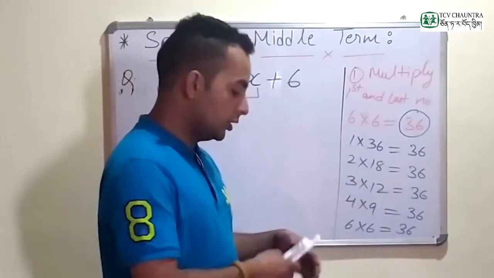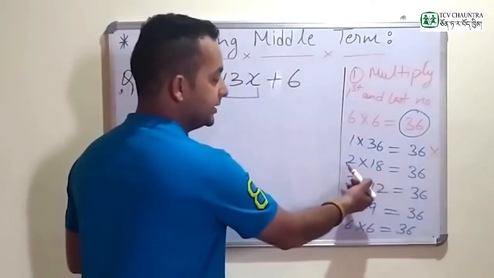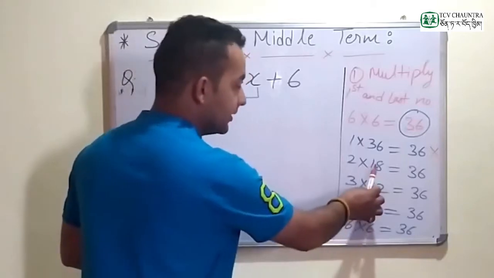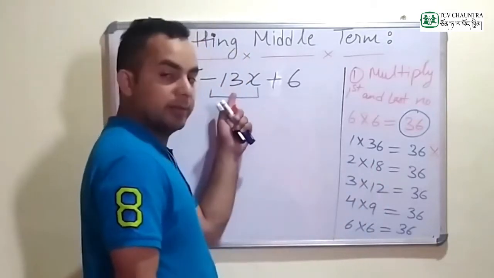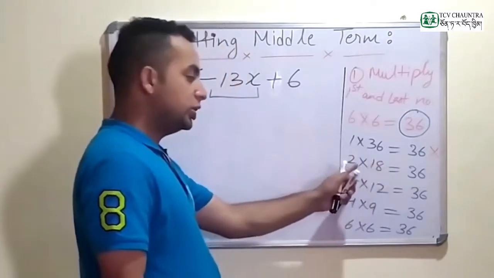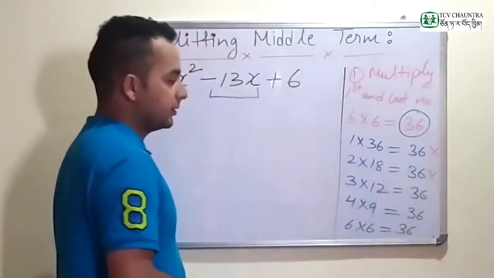It doesn't make any sense, so we will not follow this. Next we have 18 multiplied by 2. Again it doesn't make any sense.